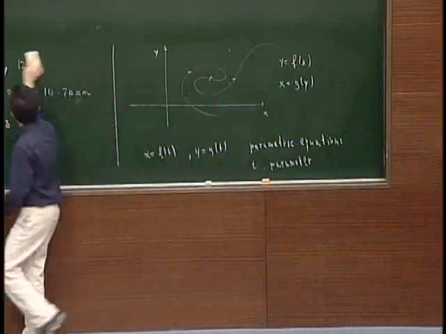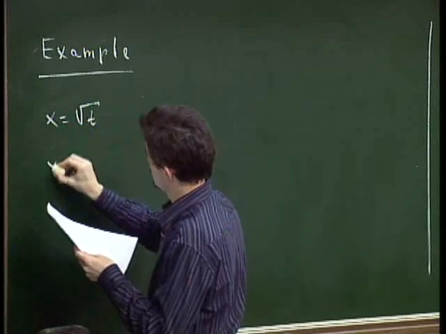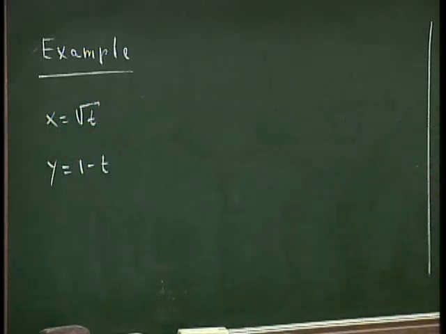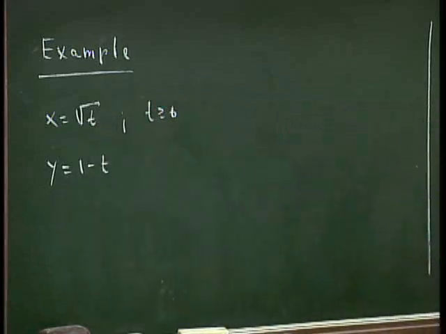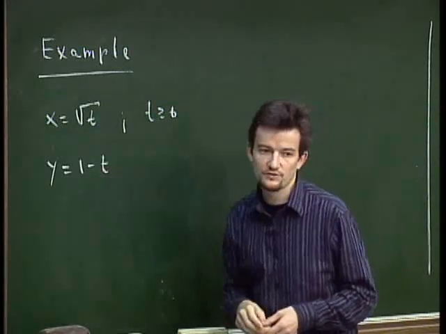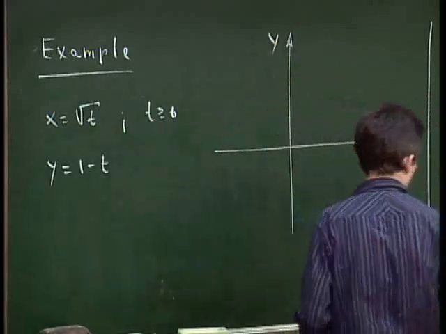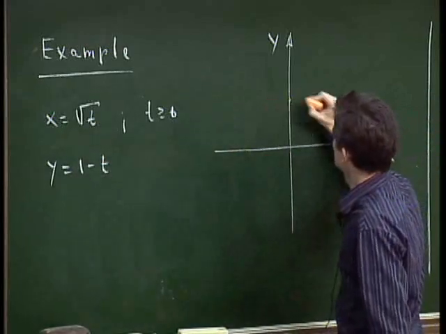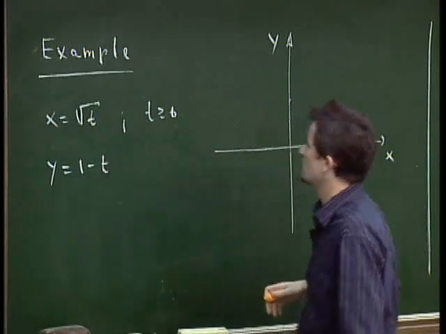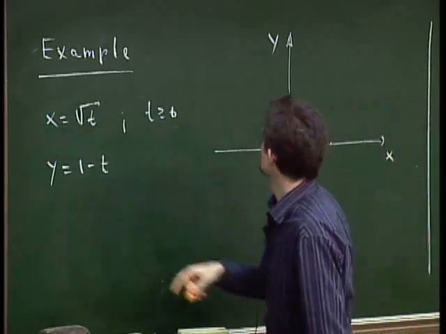So an easy example. And y is equal to 1 minus t. Of course, if you consider such a curve here, t must be larger or equal than zero, otherwise the x doesn't make sense. And now for certain values of t, you compute x and y. So for instance, t is equal to zero, you see that x must be equal to zero, so we are here, and y must be equal to one, so we are here. So this is the starting point. Then you have, for instance, t is equal to 1, where x is equal to 1 and y is equal to 0, and so on.